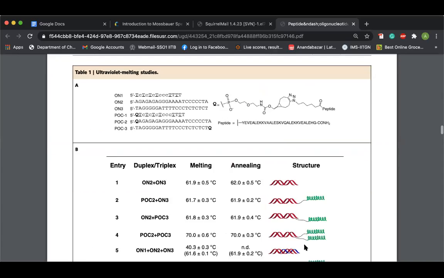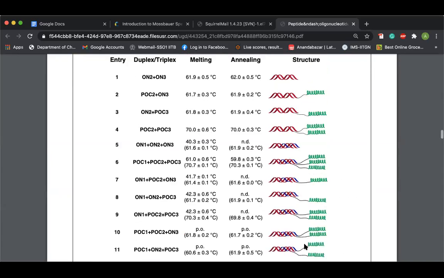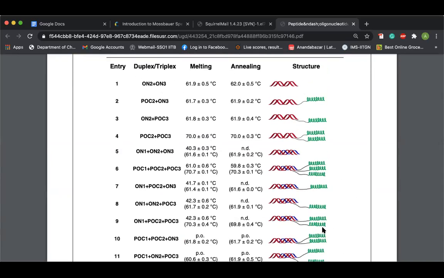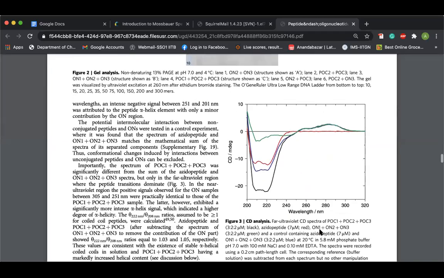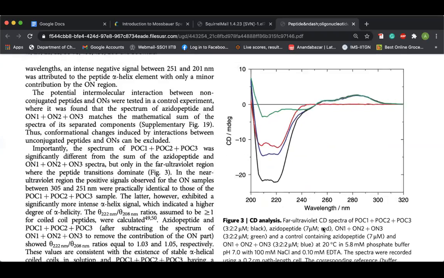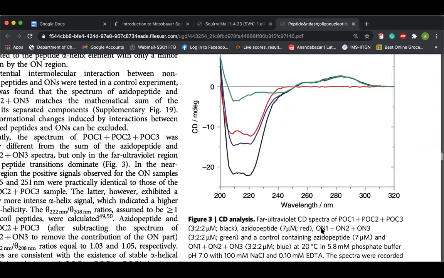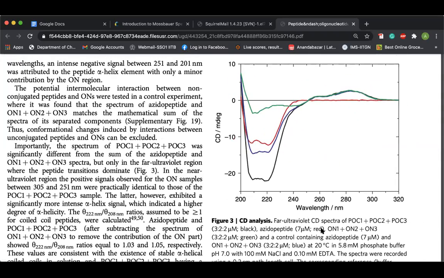And what they're trying to find is all the different structures and how they are actually forming. Then they look at it through CD spectroscopy. Now in CD spectroscopy, a very important thing is the green signal. The green signal is only the oligonucleotide, only the DNA molecules.